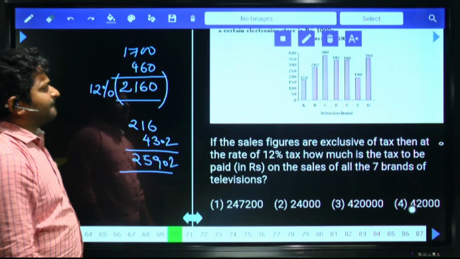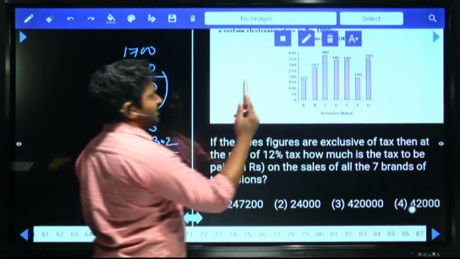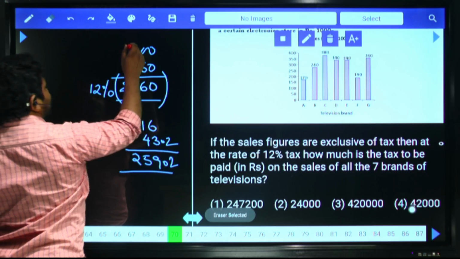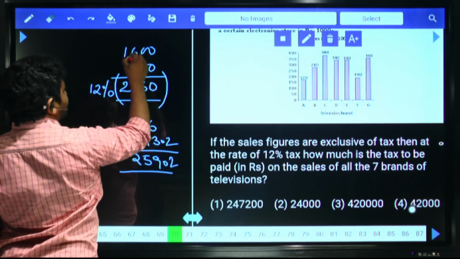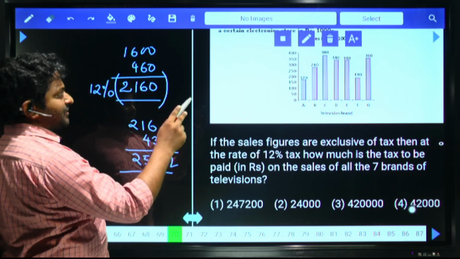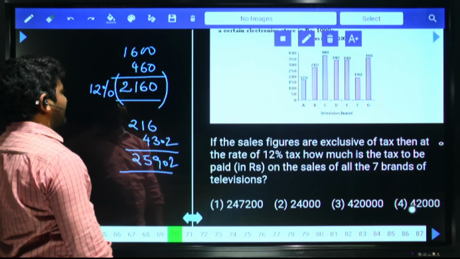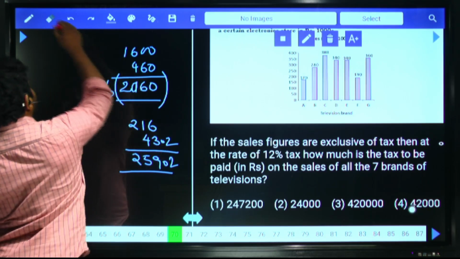Something went wrong. 3, 6, 12, 13, 16. Yes, this is not 17, this is 1600. Mistaken. 3, 6, 12, 13 is correct. So it will be equal to 2060.